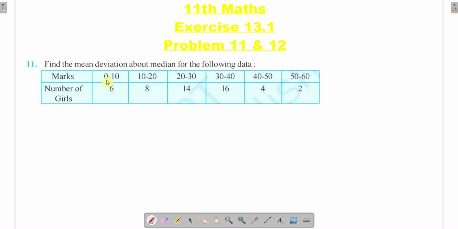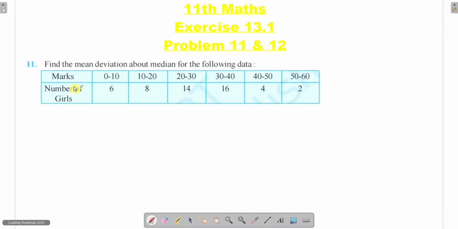So that means the marks from 0 to 10 are obtained by 6 girls, marks 10 to 20 are obtained by 8 girls, and so on. So for 20 to 30 the number of girls is 14, 30 to 40 the number of girls is 16, 40 to 50 the number of girls is 4, and 50 to 60 the number of girls is 2. So let us make the table which is required to solve the problem here.